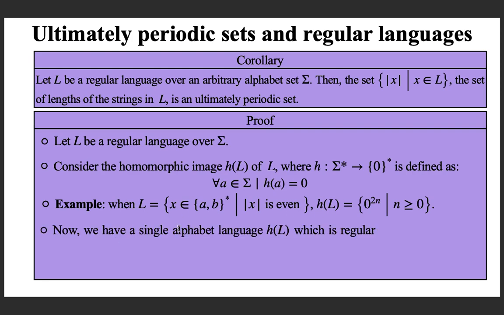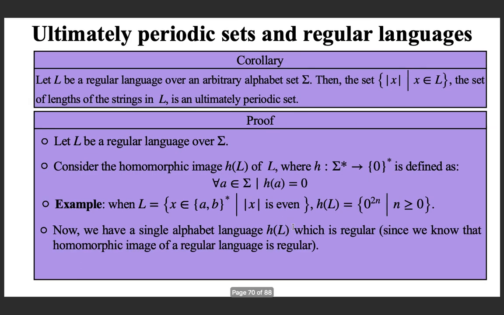Now we have a single alphabet language h of L. Given an arbitrary regular language over an arbitrary alphabet set, we are taking the homomorphic image where the homomorphism is defined as h of any alphabet is 0, the single alphabet. Then you can see that the homomorphic image of the language is regular, because from that lecture we know that the homomorphic image of a regular language is regular. Now we have proved, because the homomorphic image preserves the length set. If you look at ABAB, then the homomorphic image is 0 raised to 4.